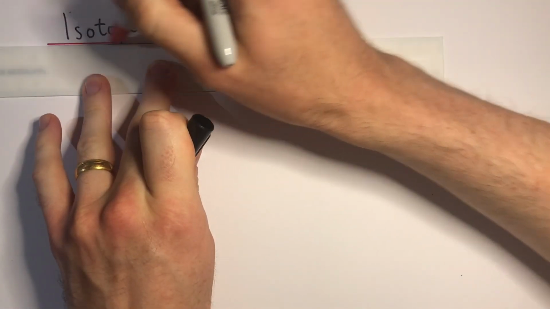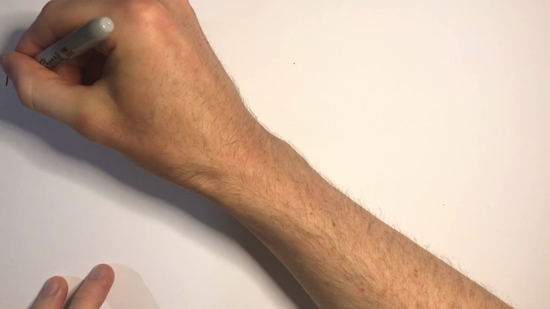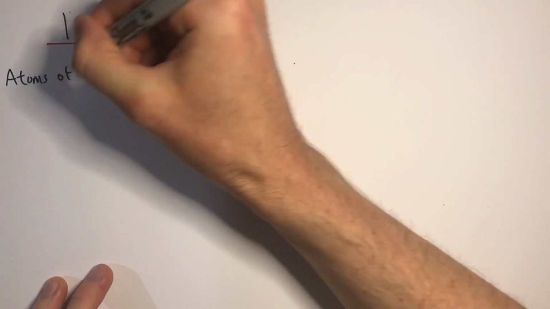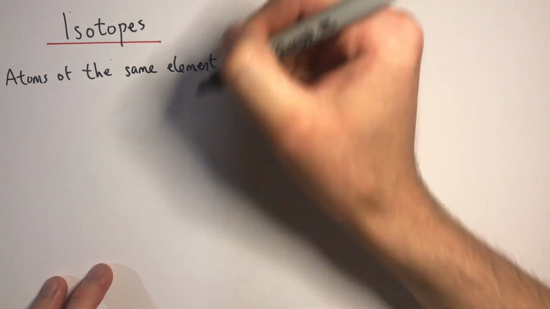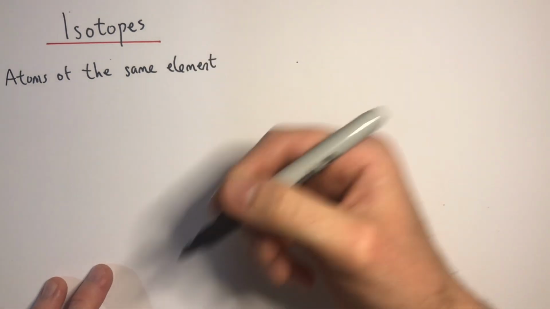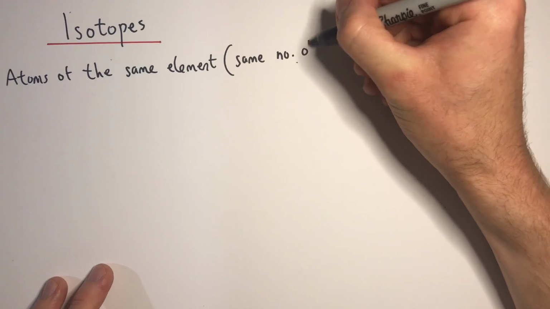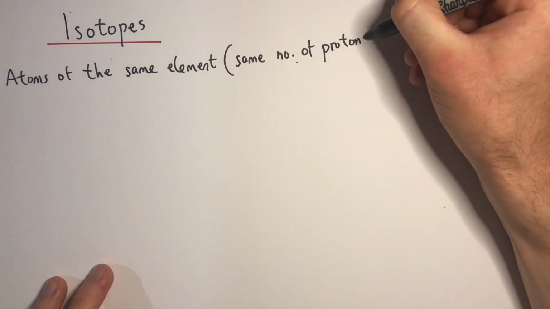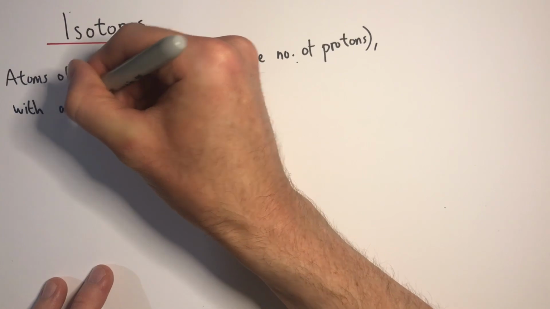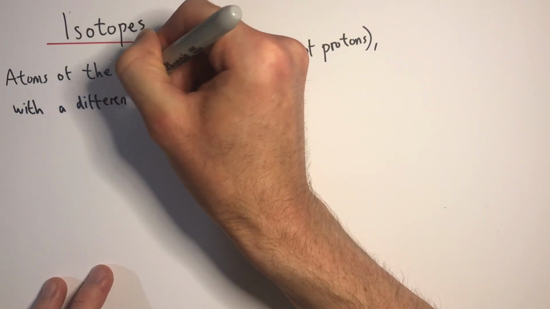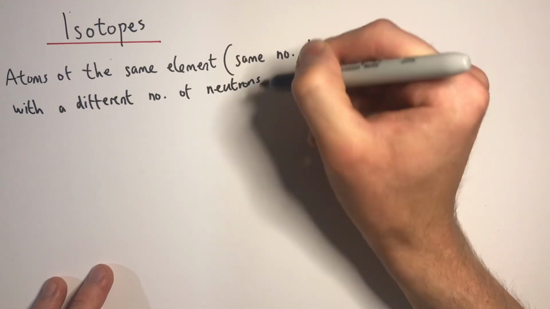So, isotopes are atoms of the same element, therefore they have the same number of protons, but with a different number of neutrons. Different number of neutrons.